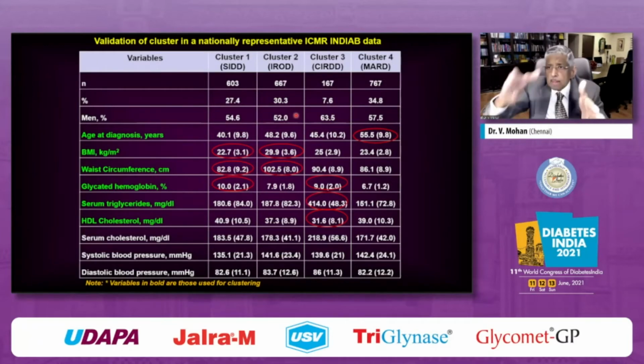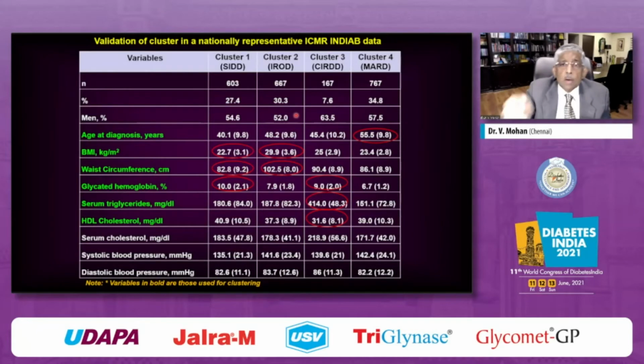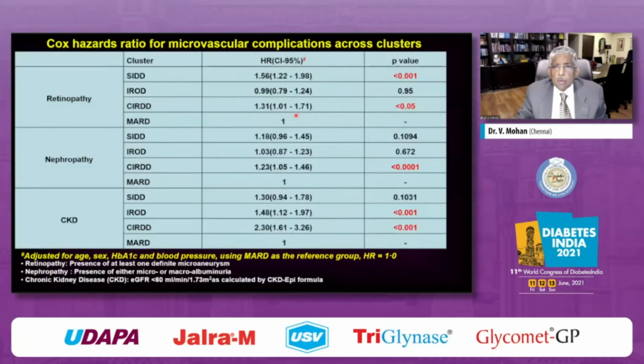Now we're able to say this different type has to be treated differently. Now we are doing an RCT to see which drug should be used in this, and I'm not going to go into the details of that. But what's the clinical relevance of this clustering? Why should you do all this? Why don't you just give them all metformin and be done with it? Because the response varies from group to group. Also, the complications vary from group to group.